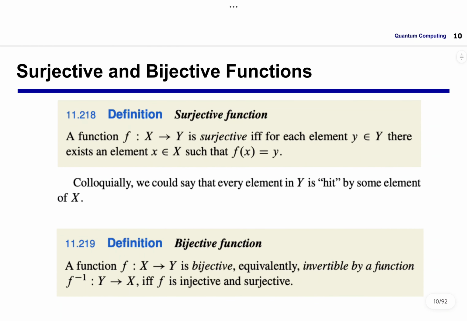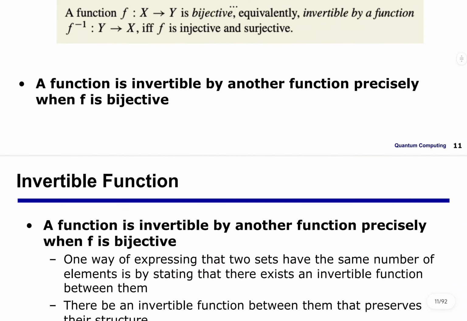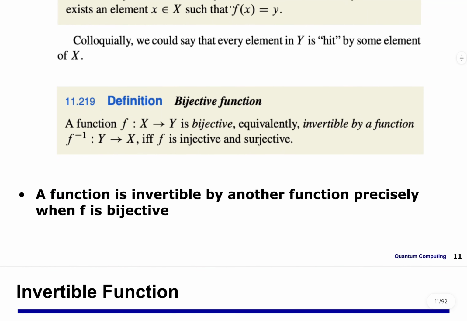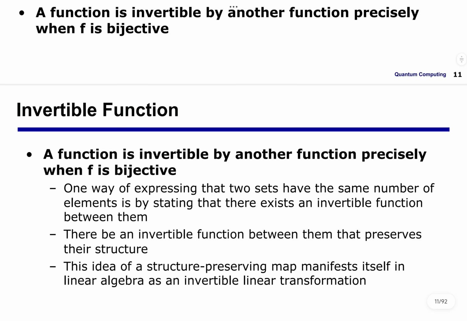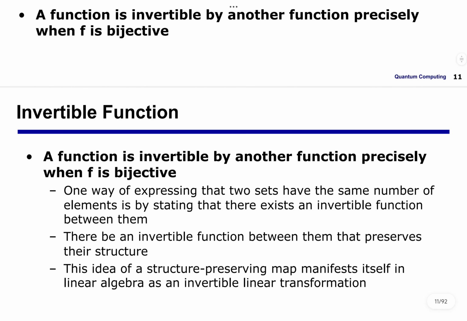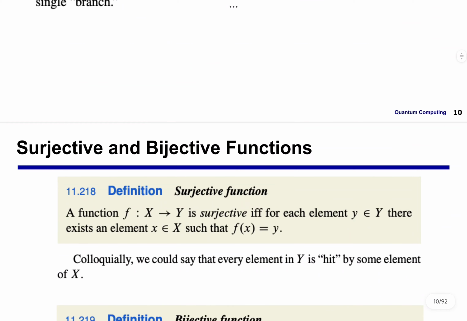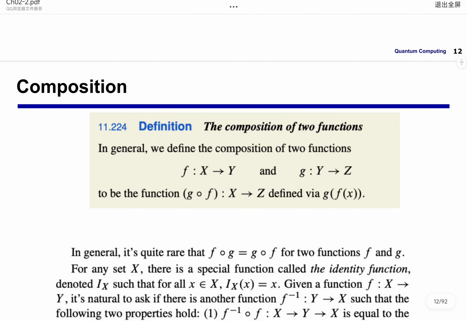Surjective and bijective means that f(x) equals 1, there is a surjective. This is basic, and bijective means that it can be inverted. I think invertible function means something, but function relation is a little tricky.